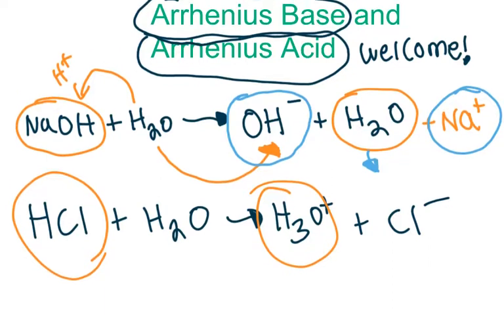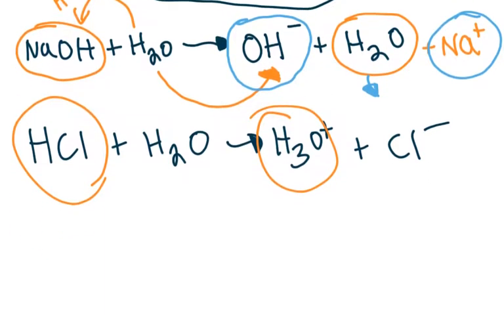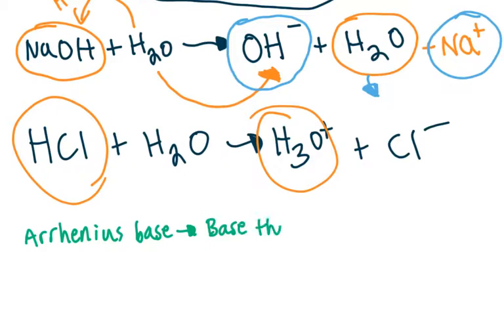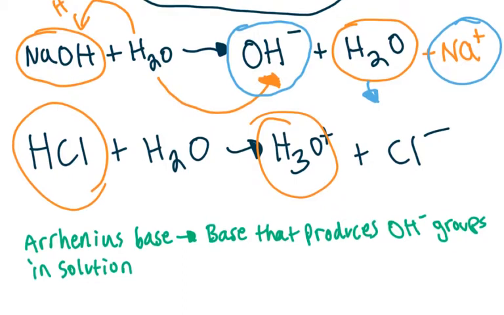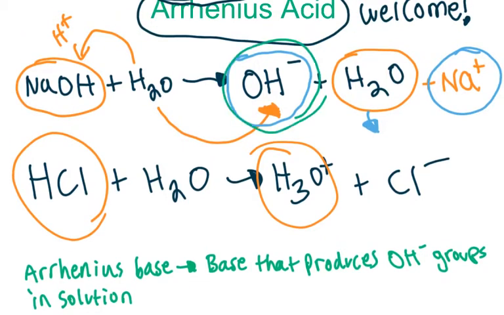All right, so let's go and write that down. An Arrhenius base is a base that produces hydroxyl groups in solution. So that's an Arrhenius base, and we see that here with sodium hydroxide.